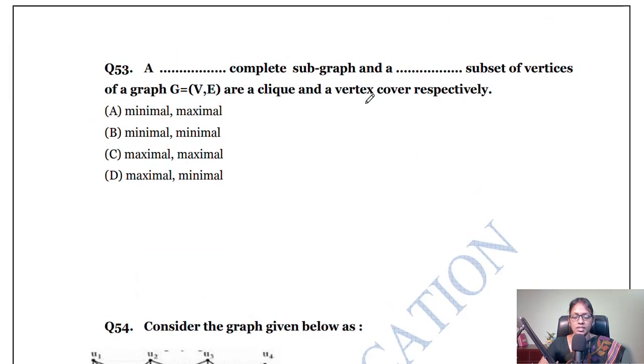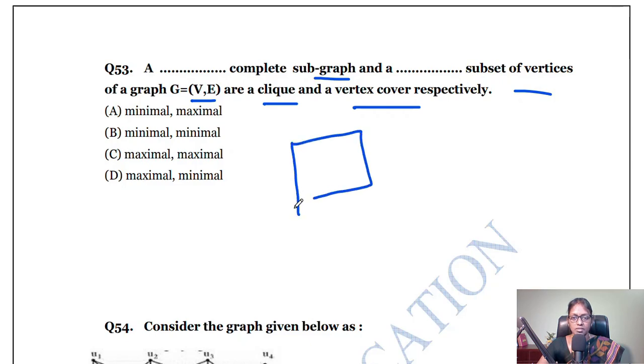The next question is, a dash complete subgraph and a dash subset of vertices of a graph G equal to (V, E) are called clique and vertex cover respectively. So a maximal complete subgraph and a minimal subset of vertices. What does clique mean?